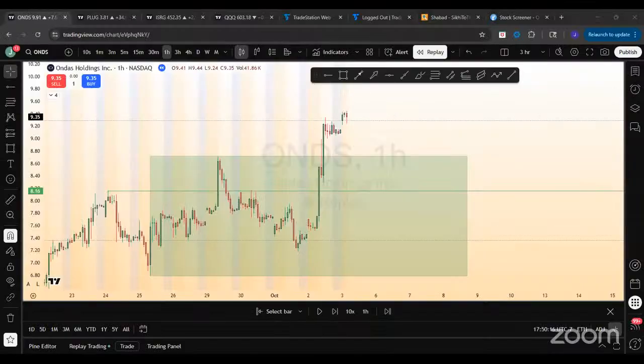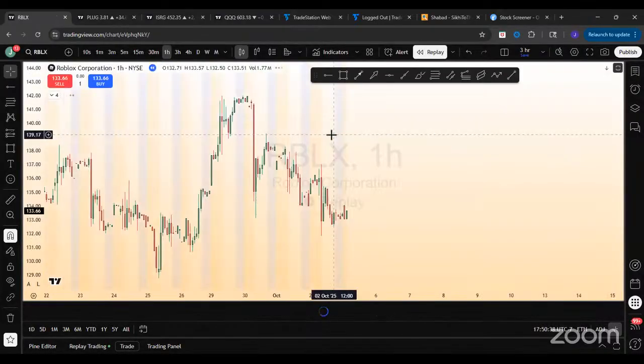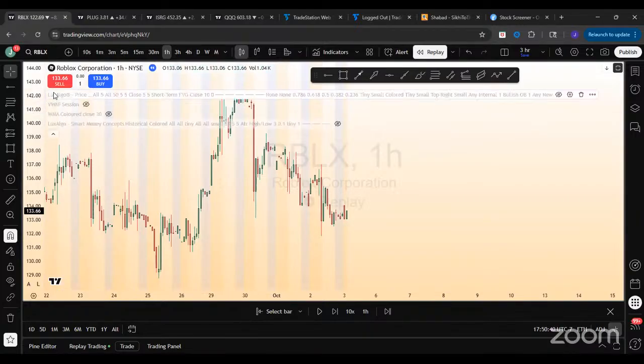I even put it in the Telegram. That was Roblox, RBLX. So let's take a look at it. Roblox, the trade. I put something in the Telegram. It has an expiration of October 31st, which is only 3 weeks away. I am not going to pull a weekly chart for something that's only 3 weeks away. It makes no sense for me.